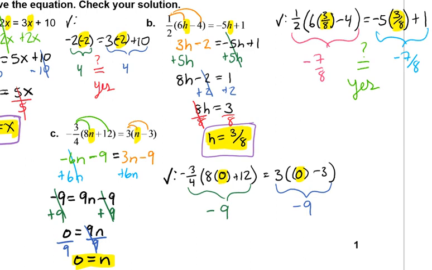When I plugged my values into the calculator, I got -9 for my left side and -9 for my right side. So the question is, do those equal each other? And the answer is yes. And so that tells us that our answer of n equals 0 is correct.